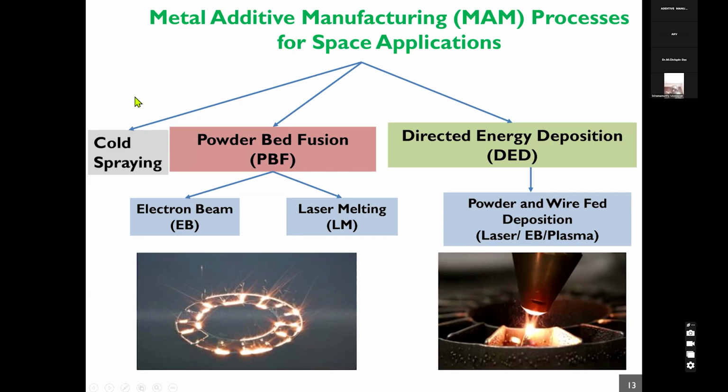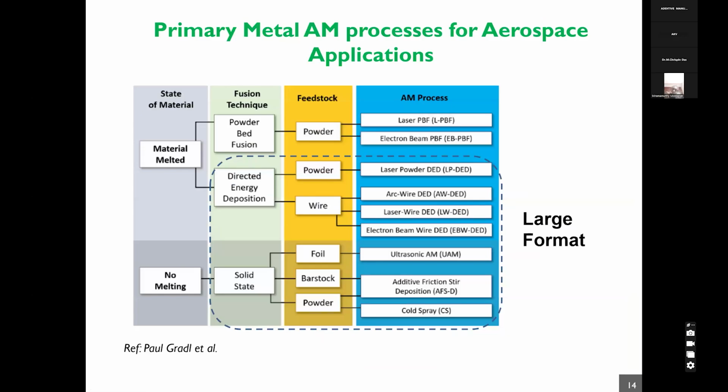aerospace applications. So again, we can classify these processes based on the size of the components that can be made. So powder bed fusion processes are essentially classified as small format based on the size of the components that can be made. And DED process and solid state fusion process have been classified as large format process, mainly because of the size of the components that can be made.